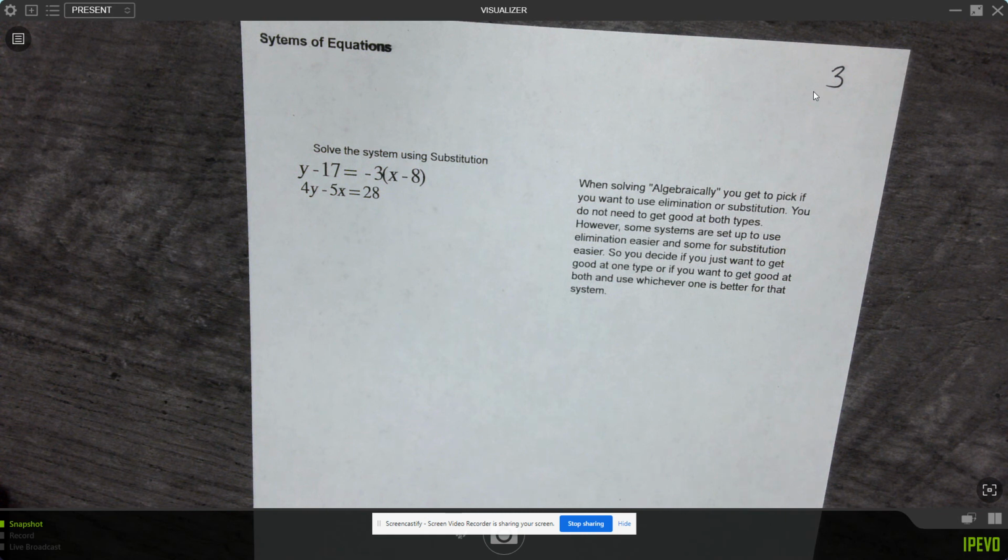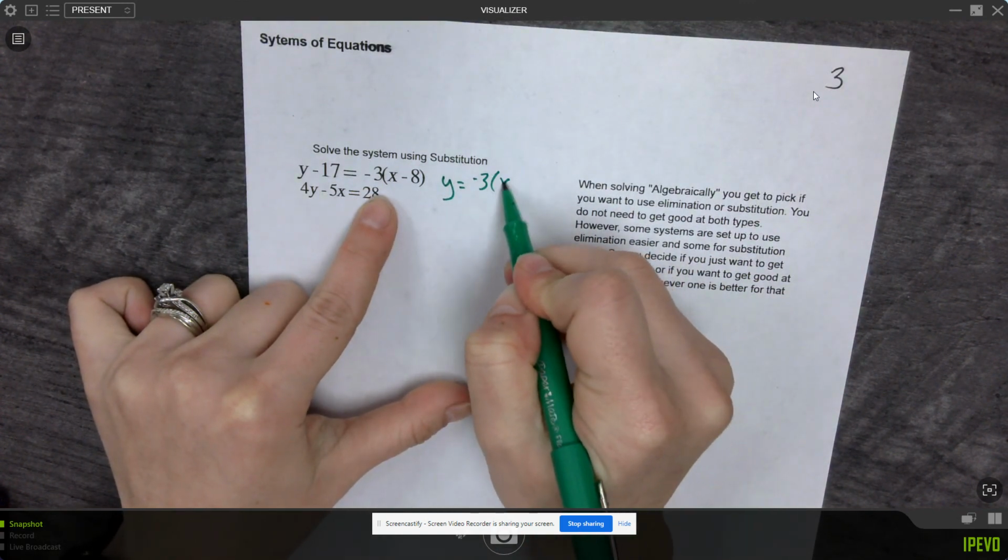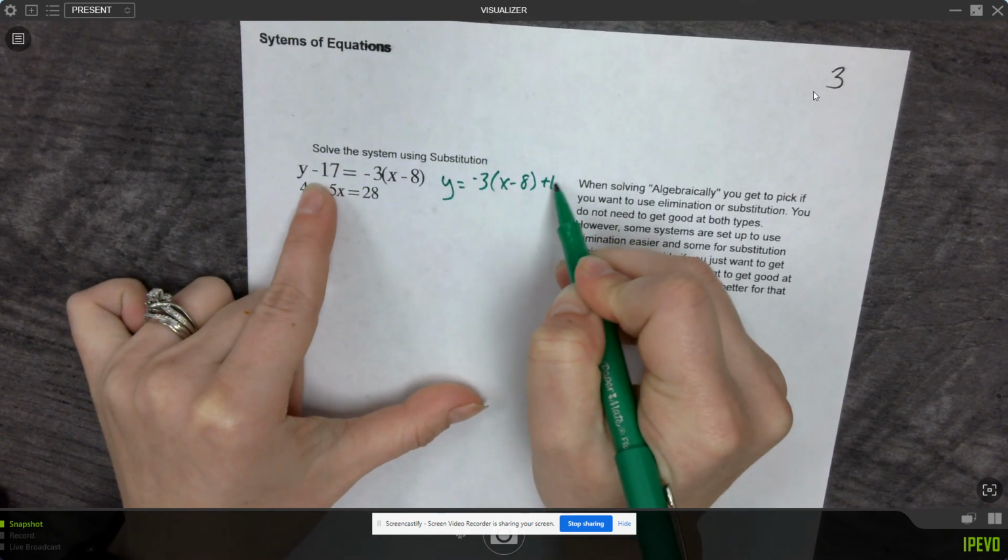Now, the issue is if you don't, I can't in the video show you what you did wrong. You're going to raise your hand, ask Mrs. Mullen. But I'm just pointing that out. There's more than one way to solve this using substitution. So this equation is going to become y equals negative 3x minus 8 plus 17.